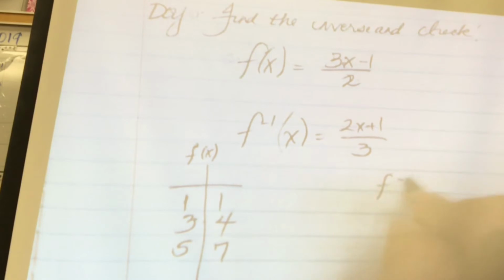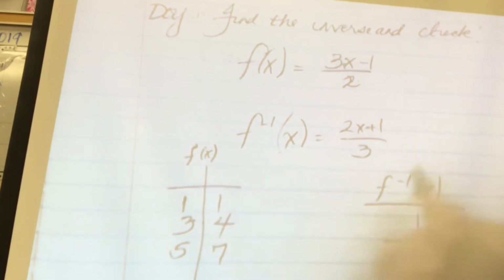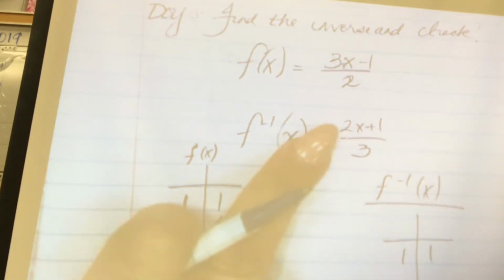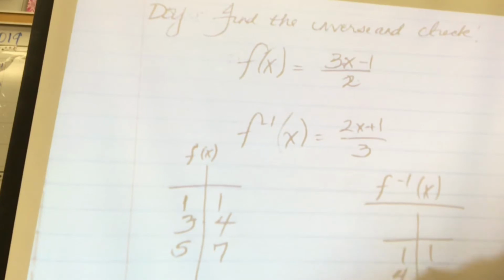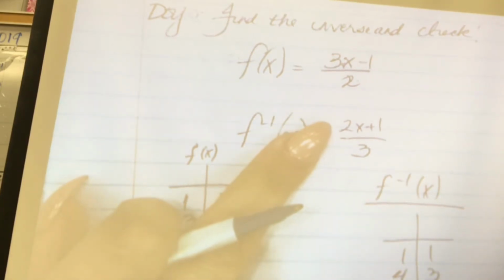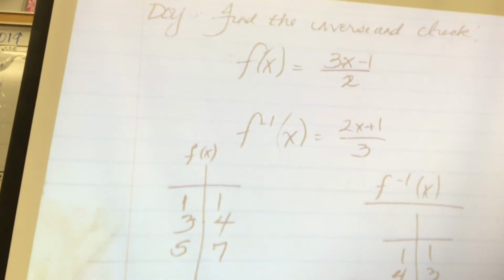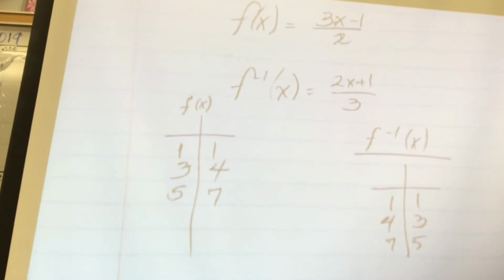Alright, so let's see if the inverse works. Jashawn, can you tell me if 1, 1 works for this guy? Okay. Can you tell me if 4, 3 works for this guy? Sorry, I'm blocking it. It does? Okay. And how about 7, 5? All right, so we know we're good.